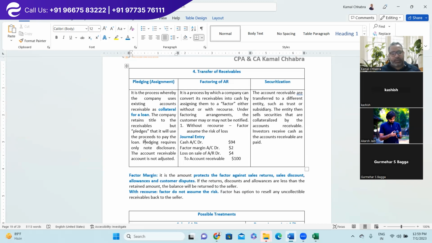ओके right? So for example, you have $1 million of account receivable. Pledge. Yeah.